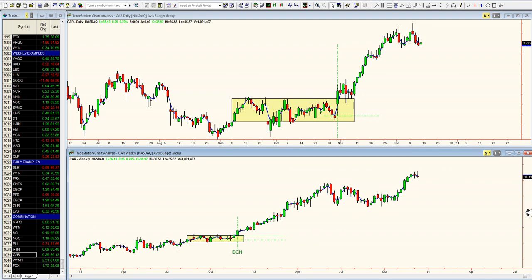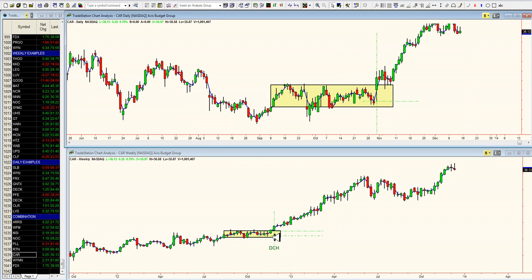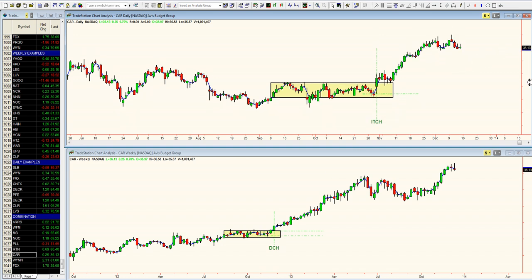CAR, another combination trade. You can see that here, end of 2012 and 2013. Now we had that recent breakout here, ITCH, that corresponded with the breakout on the weekly. And earlier, remember I said that we don't always have a breakout signal on the weekly. Sometimes they fire, sometimes they don't. But we at least want to see a signal on one of two charts.